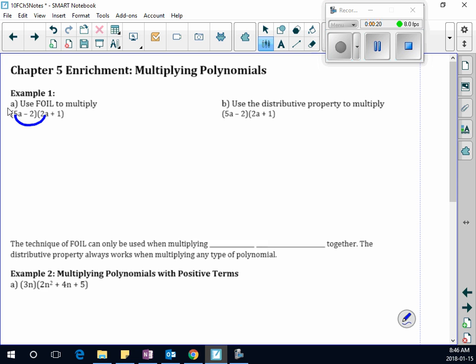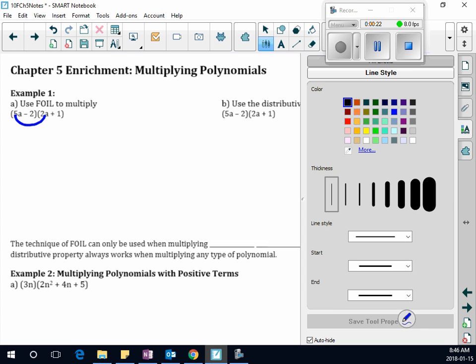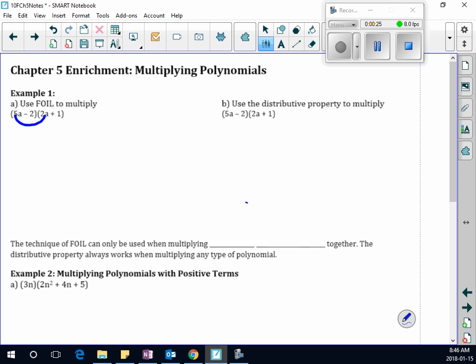So 5a times 2a is 10a squared. Outer is plus 5a. Inner is minus 2a. So plus 5a minus 2a is plus a. And then last is minus 2. Some of you might have to do the in-between step, and that's okay.